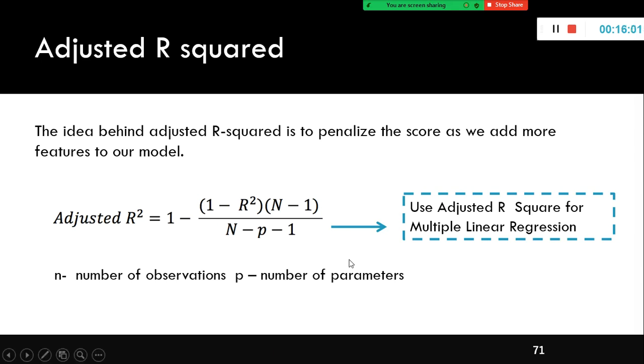This is the equation for adjusted R squared: 1 minus (1 minus R squared) into (n minus 1), where n is the number of records in your data set, divided by (n minus p minus 1), where p is the number of features, nothing but the number of columns. This gives you the adjusted R squared value once you subtract it from 1.